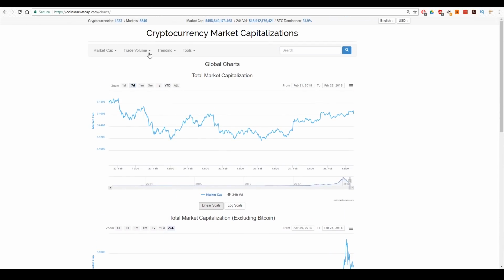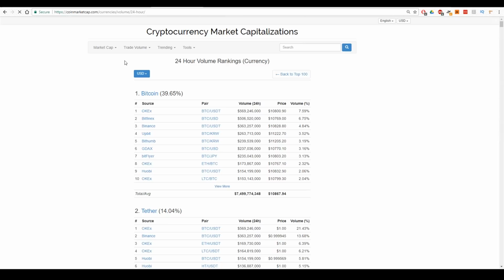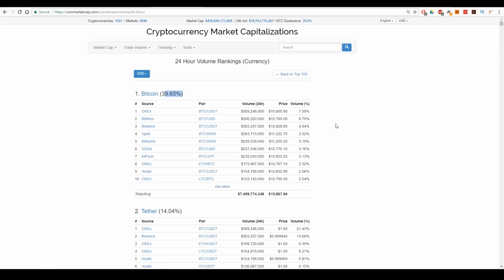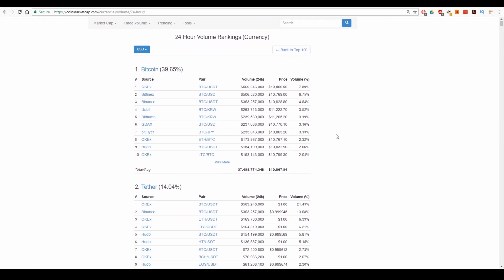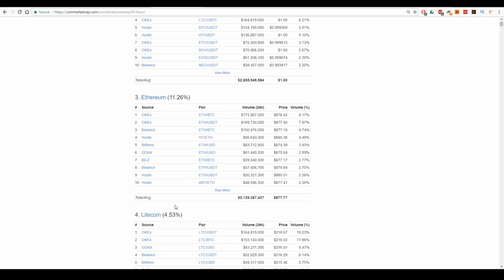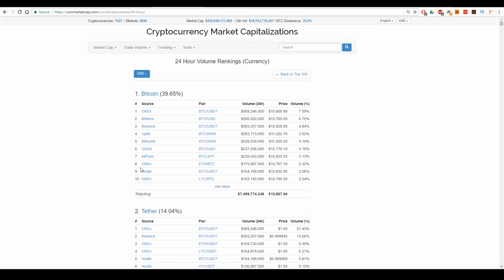Now, some other tools you have available to you are trade volumes as well. So look, you can look at the 24-hour volume rankings by currency. This will tell you what the highest volume of trading is going on with any particular cryptocurrency at any given time. So we can see Bitcoin here is 40% of the global trading volume. Bitcoin is generally always number one. Tether, 14%. We've got Ethereum at 11%, Litecoin at 4.5%.